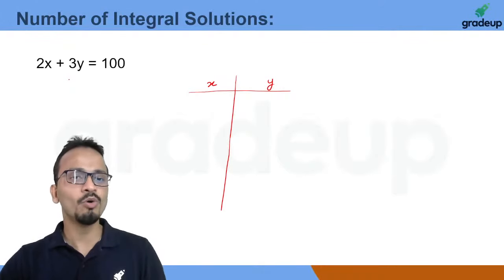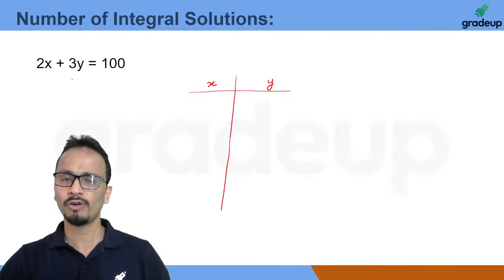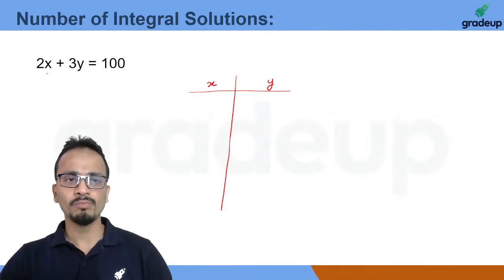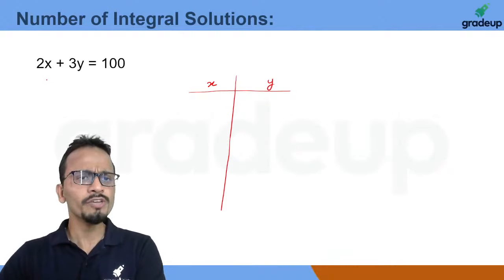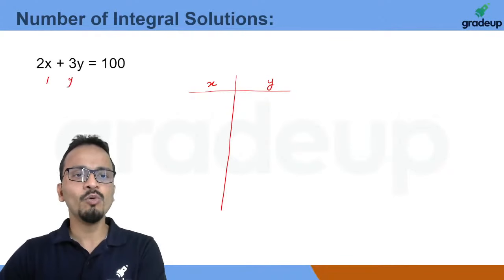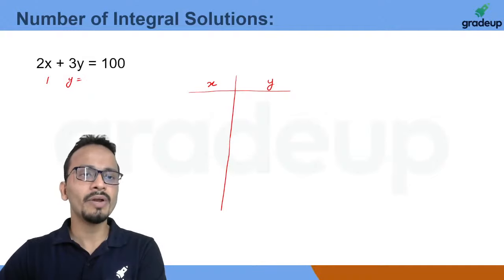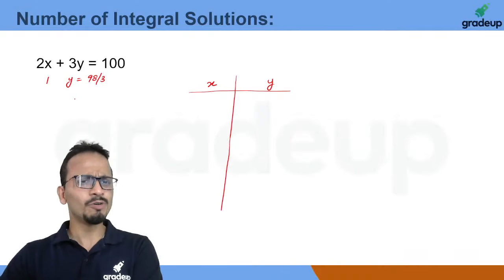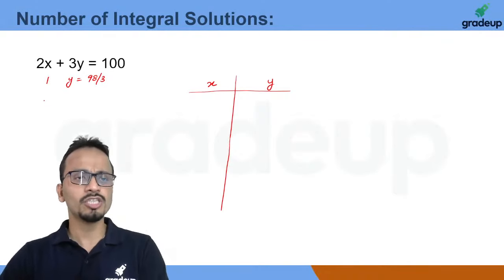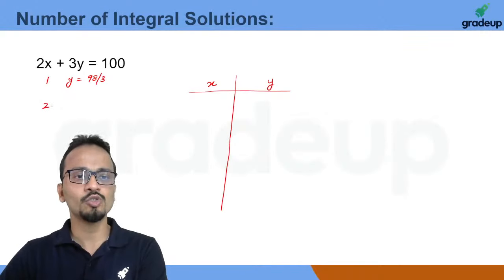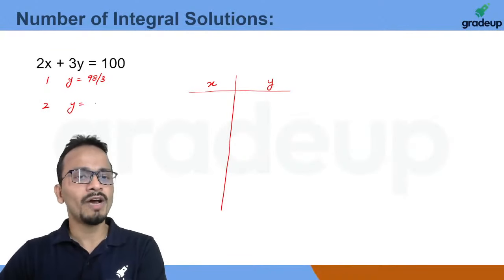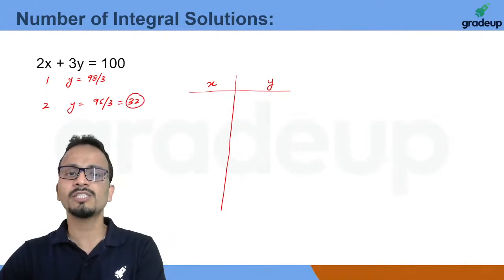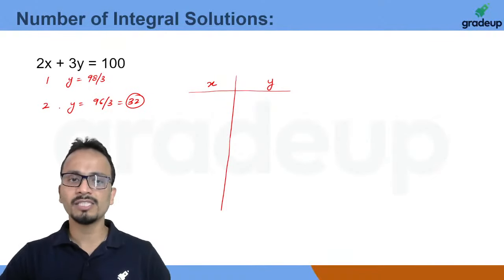one set of values of x and y that will satisfy this equation. For that, I'll just have to do a little bit of hit and trial. I'll start by putting x equal to 1. If I substitute x as 1, the value of y that I will obtain will be 100 minus 2 divided by 3, that is 98 upon 3. Now 98 upon 3 is not an integer, so I'll change the value of x. I'll put x as 2. Once I put x as 2, the value of y will be 96 upon 3, and that can be written as 32. Since 32 is an integer, I will consider this solution.